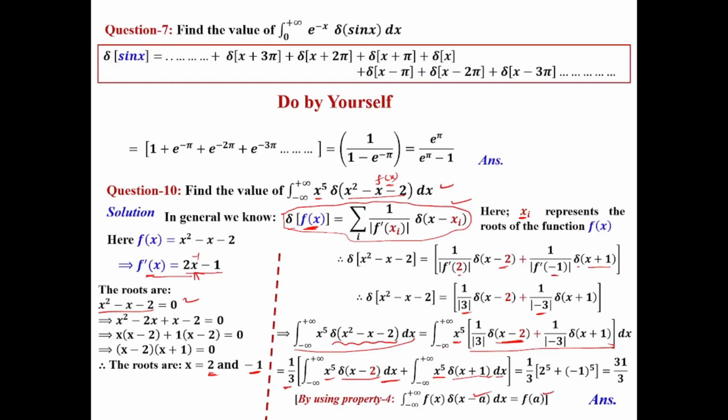So here a is 2. So the answer of this integral will be how much? 1 by 3 is there, so the answer of this integral will be 2 to the power 5. For this one, a is minus 1, right? So this will be minus 1 to the power 5. The answer will be 31 by 3. Okay.